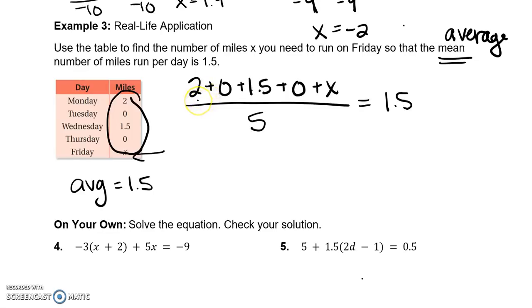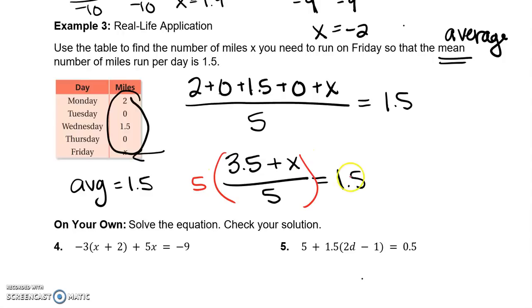So now let's combine like terms. 2 plus 0 plus 1.5 plus 0 plus x is 3.5 plus x, divided by 5, is equal to 1.5. Now we had this type of problem earlier where we had something in the denominator and our x was in the numerator. So if you remember, we multiply both sides by the denominator to get it to go away. So that goes away and you're left with 3.5 plus x equals 1.5 times 5, which is 7.5.